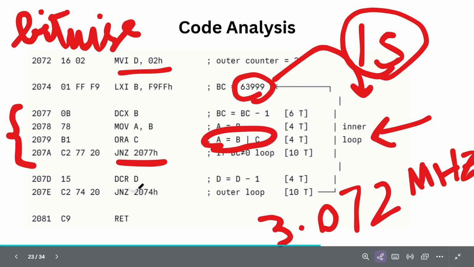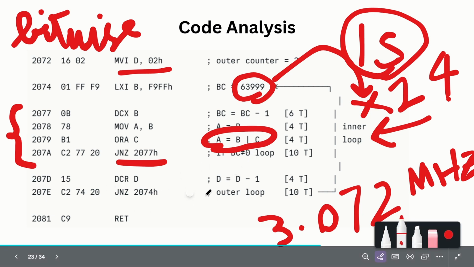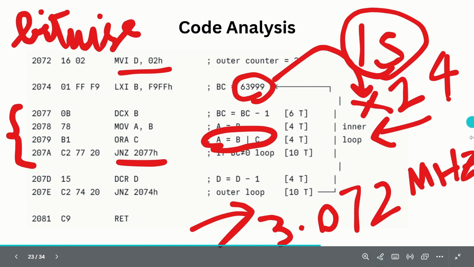So here we have 63,999 iterations, as you can see here, and this multiplied by 24 T states would give us 1.5 times 10 power 6 T states per inner loop run. And since we are setting D equals 2 here, this would make it twice, which is nothing but 3.072 times 10 power 6 T states. Since this has exactly the same number of T states as the frequency of the crystal, 3.072 megahertz, this means our delay is totally of 1 second.